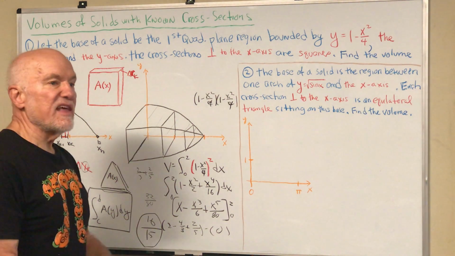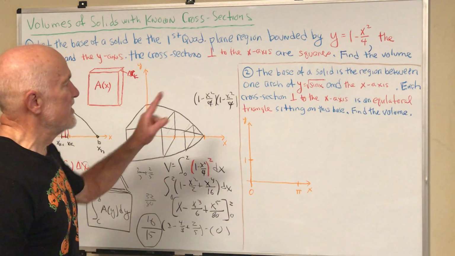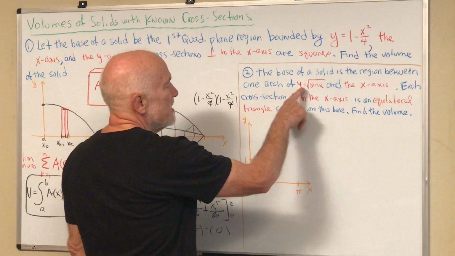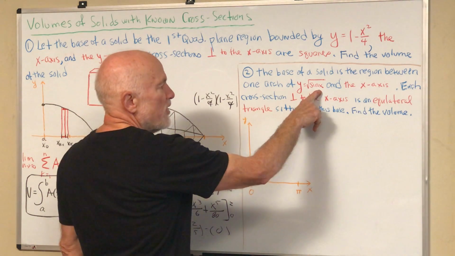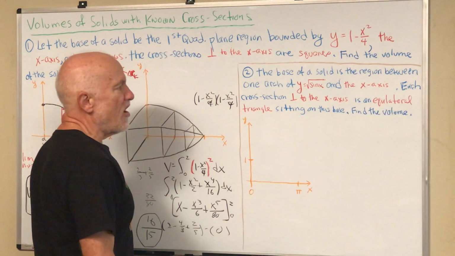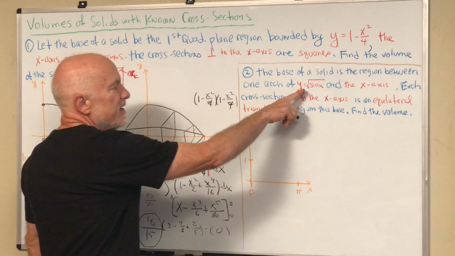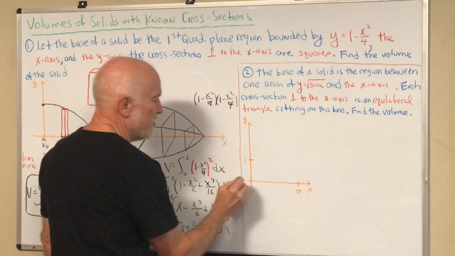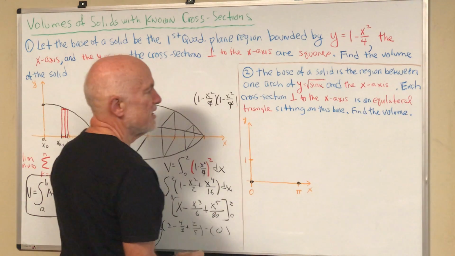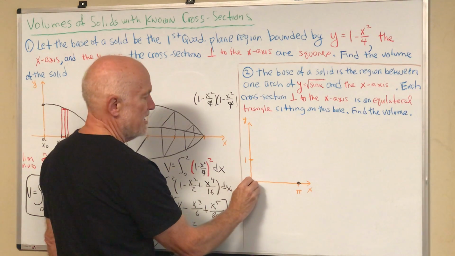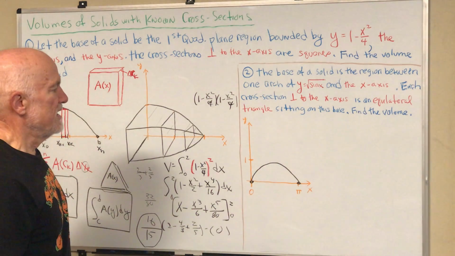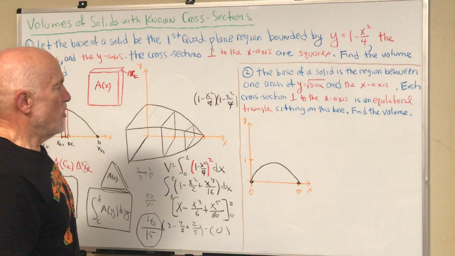So let's see if we can then apply this to other problems. The base of a solid is the region between one arch of y equals the square root of the sine of x, because it's going to keep going all the way along the x-axis. But we're only going to look at one arch. So when sine of 0 is 0, the sine of pi is 0, and then you're going to get an arc like that.